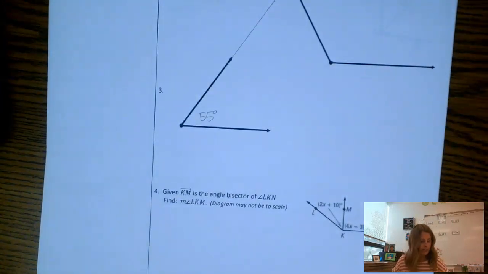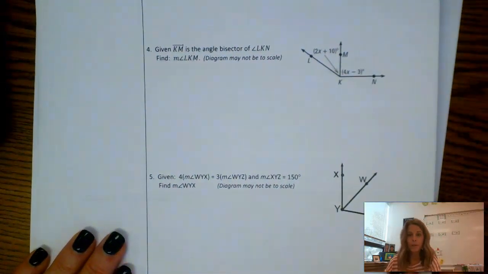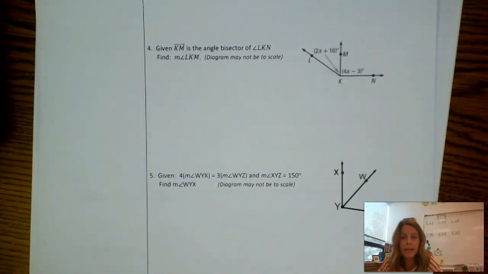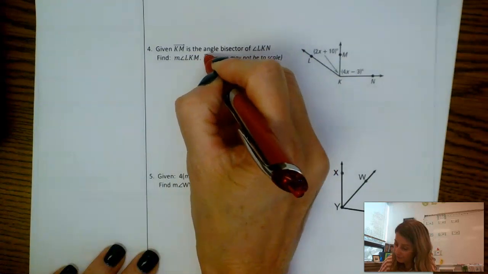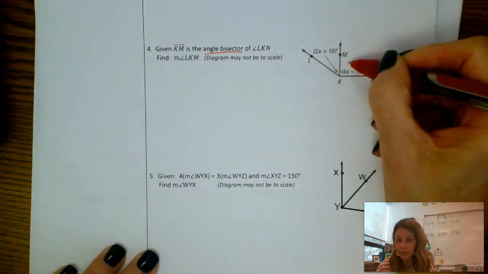All right, let's look at this next example here. Given that ray KM is the angle bisector of angle LKN, find the measure of LKM. Diagram may not be drawn to scale. So that just means if it is an angle that looks like it's less than 90, I may actually calculate a number bigger than 90. So here's what I want us to first do. When I read angle bisector of LKN, that means these two interior angles are equal.